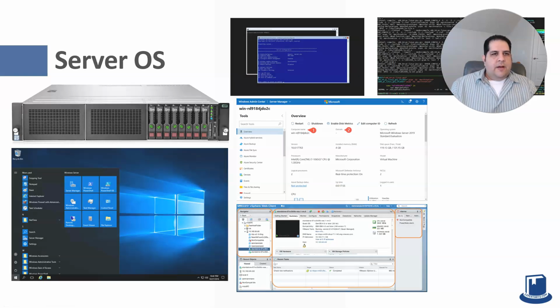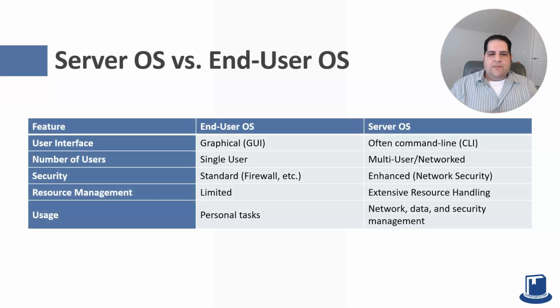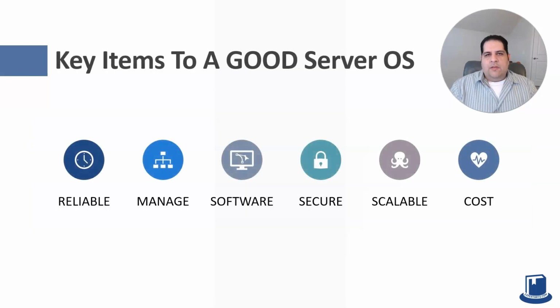All right. And again, just recapping some of the differences. An end user operating system is very graphical, tends to be single user, with limited resources. Whereas a server OS oftentimes is command line. It's multi-user. It has enhanced network security, extensive resource handling, and so on and so forth, right? There are different purposes. Fundamentally, the purpose is going to be driven again by the application and what you're trying to do with it.